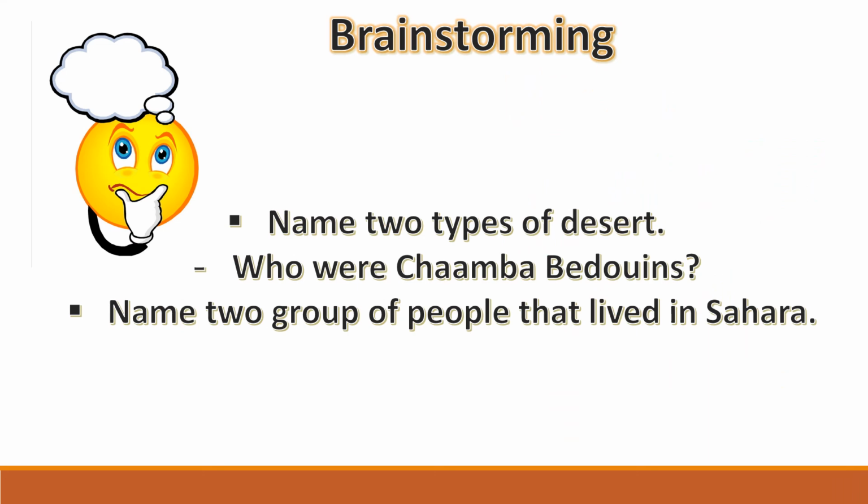So students, now it's time for some brainstorming exercise. So let's start. Name two types of desert. Who were Chamba Bedouins? And name two groups of people that lived in the Sahara.